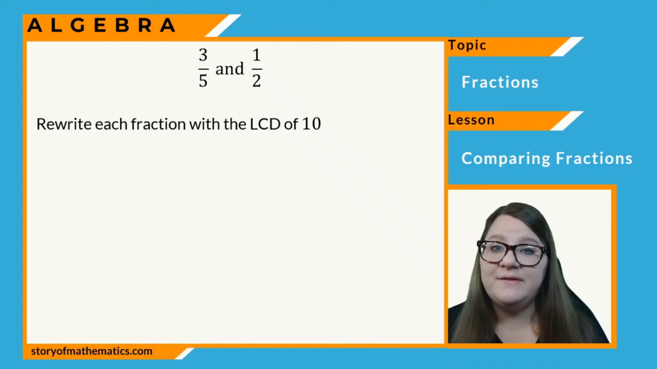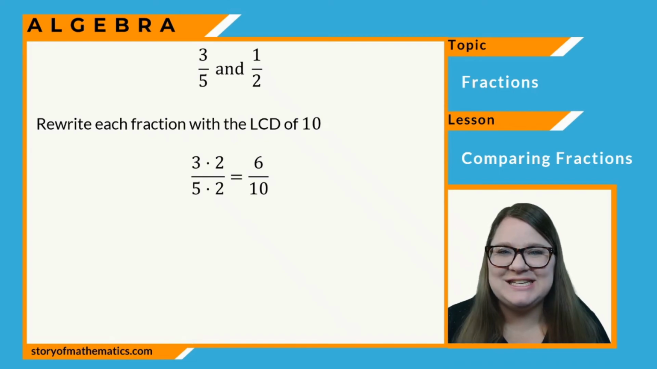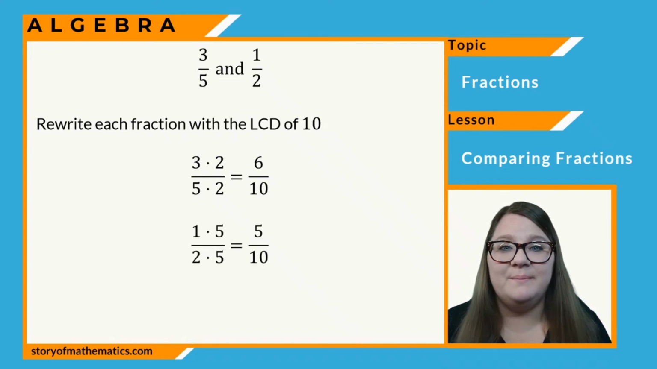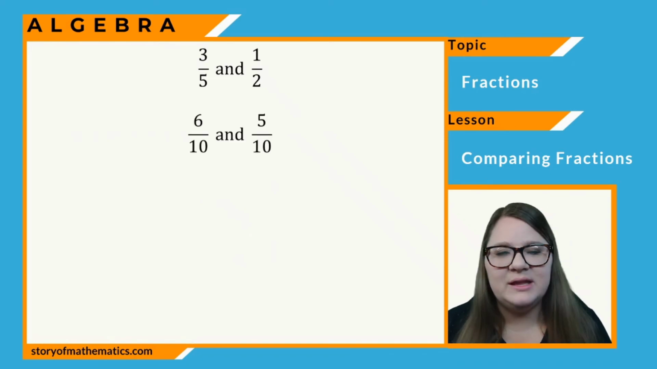To change the 5 into a 10, I'll multiply top and bottom by 2. That gives me 6/10. To turn the 2 into 10, I'll multiply top and bottom by 5. That gives me 5/10. So when I'm comparing 3/5 and 1/2, I'm really comparing 6/10 and 5/10.